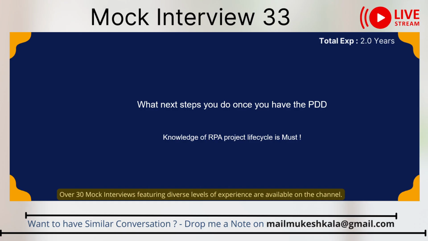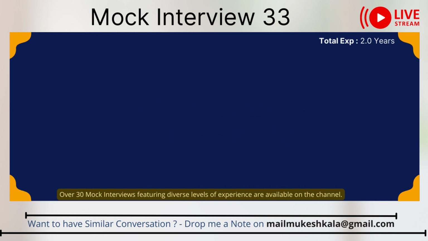Once I receive the PDD, I will go through the process, and if I am not sure about any part of it, then I will contact the business person who created the PDD and sort out all the issues I'm having with the process. Then I will create the SDD, the solution design document. After getting approval from the business on that SDD, I will start the development.